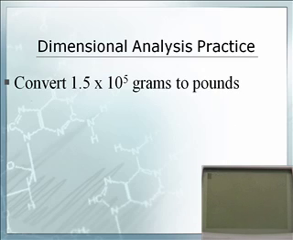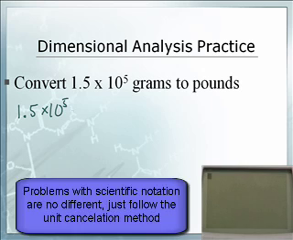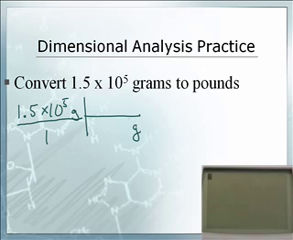Ooh, we got a strange one here. 1.5 times 10 to the 5th. We got significant figures. Grams to pounds. 1.5 times 10 to the 5th g. That's the unit for grams. I actually know this conversion. You know all that grams to pounds stuff, right? So I put the grams.